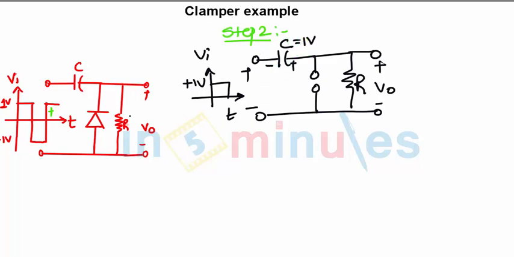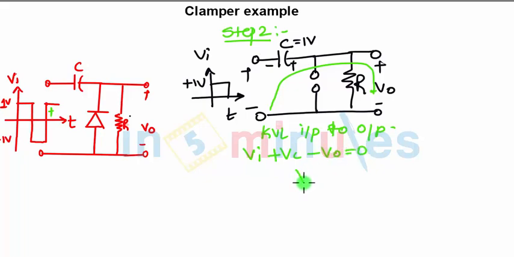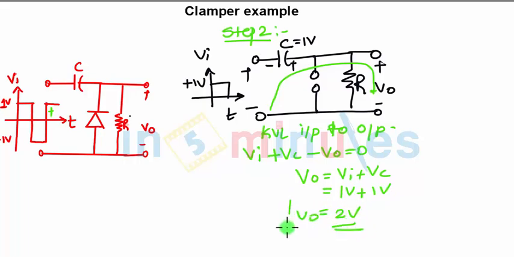Now when you apply KVL in order to find the output, we apply KVL from input to output. We get VI plus VC minus VO equals 0. That means VO is VI plus VC. Now your input in this case is plus 1 volt and VC is 1 volt, so we are getting total output as 2 volts. So in the positive half cycle we are getting output as 2 volts.